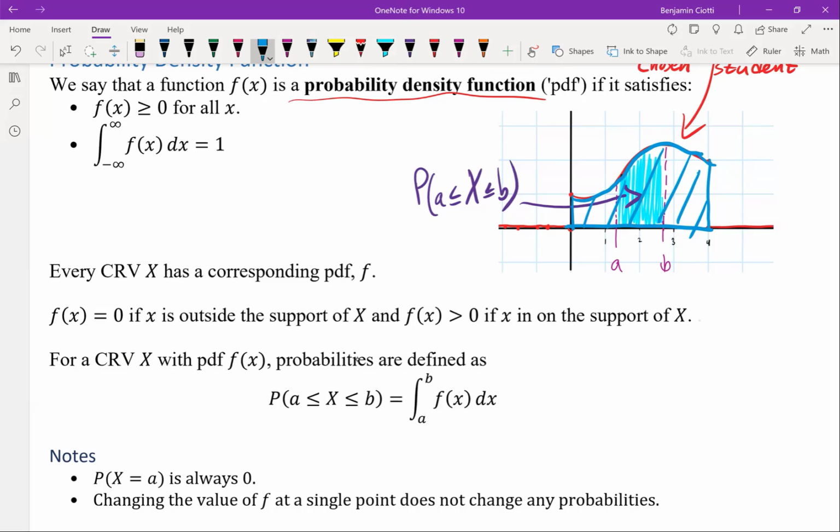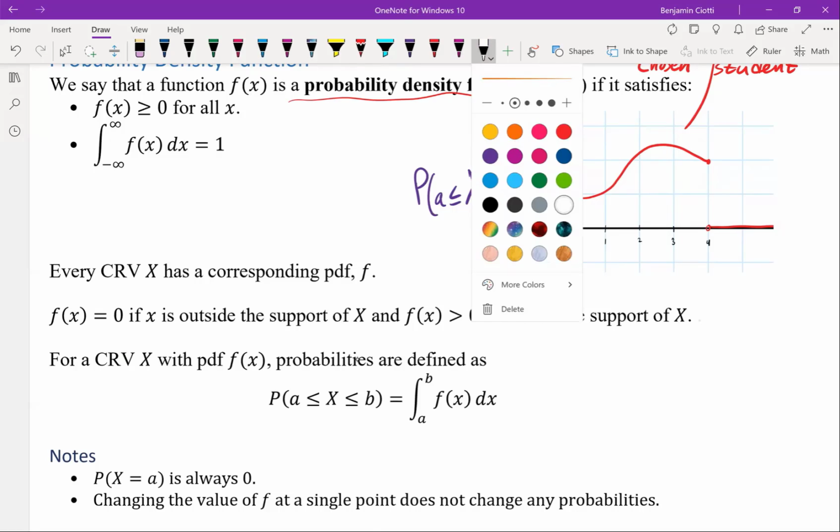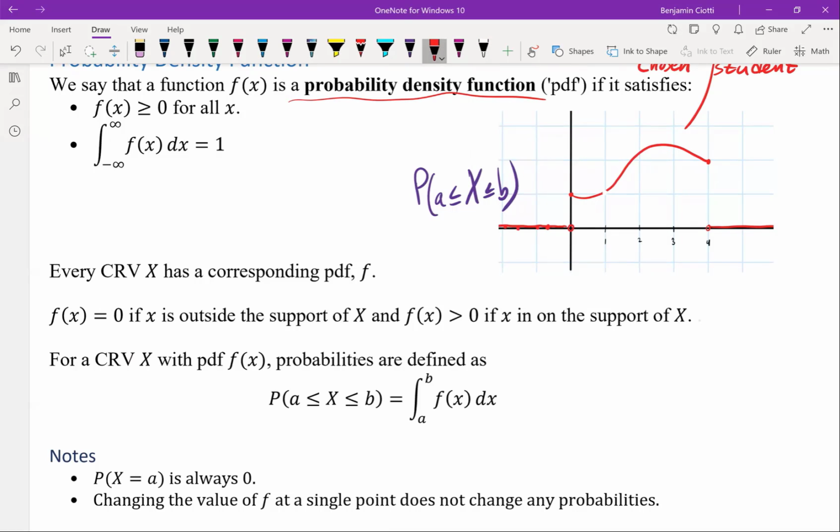What would happen if I changed the value of this probability density function at a single point? So let's say that I put a hole in this graph and I changed the value at 1 to be up here. Well, guess what? I didn't add any area to the graph because there's no area underneath a single point. So the probability that a continuous random variable is equal to some specific number A is always 0.